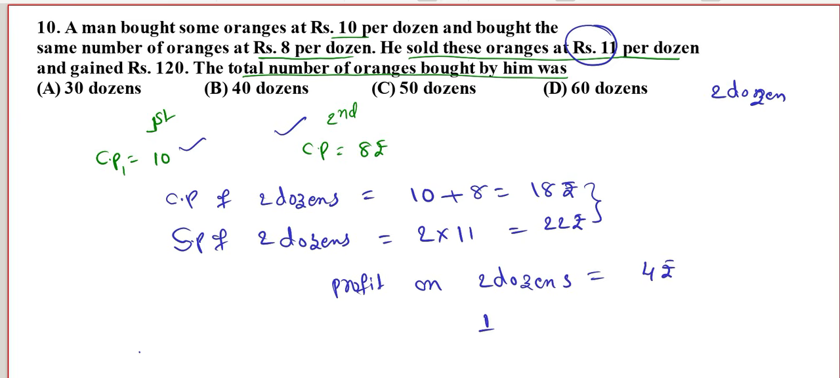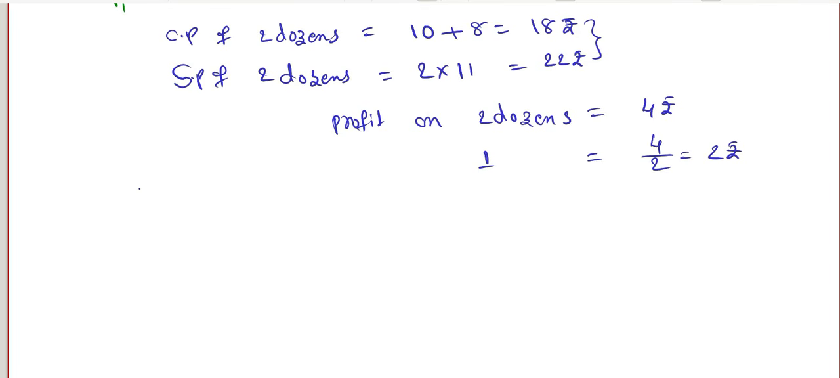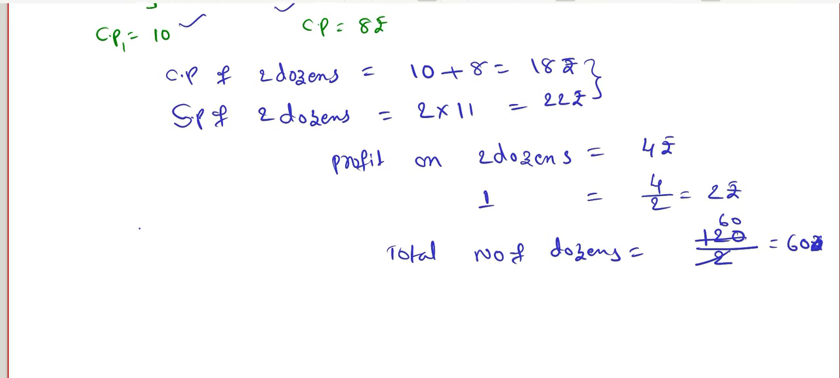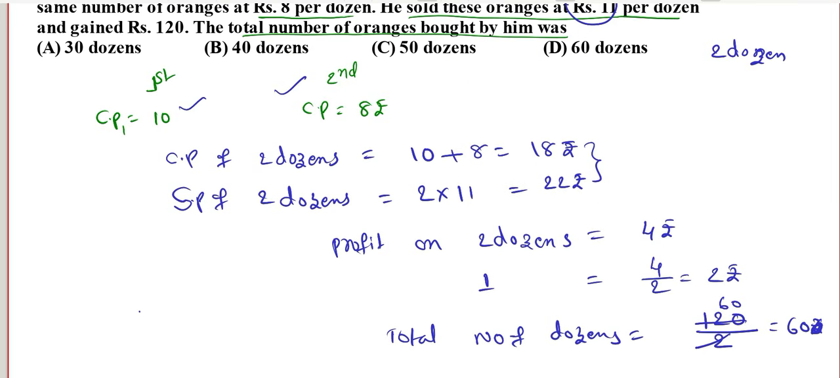From this, profit on 1 dozen is 4 by 2, that is 2 rupees. So selling 1 dozen, he gets 2 rupees as profit. But the entire profit is 120 rupees. So the total number of dozens he purchased is total profit 120 by profit on 1 dozen, which is 2. Doing this, you will get 60. So the total number of dozens is 60 dozens that he purchased. So option D is the correct one.